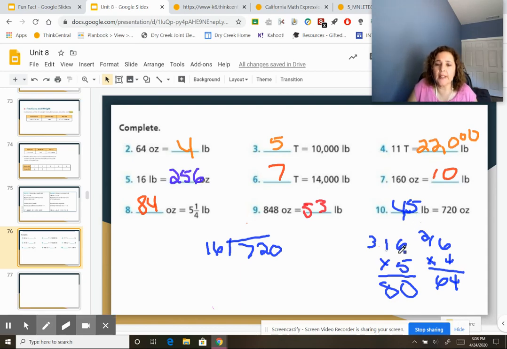I tried 16 times 5. I just went straight to the middle and I got 80. I figured, okay, that's too much. So then I did 16 times 4 and I got 64. I figured, okay, it's got to be 4. So it goes in 4 times.